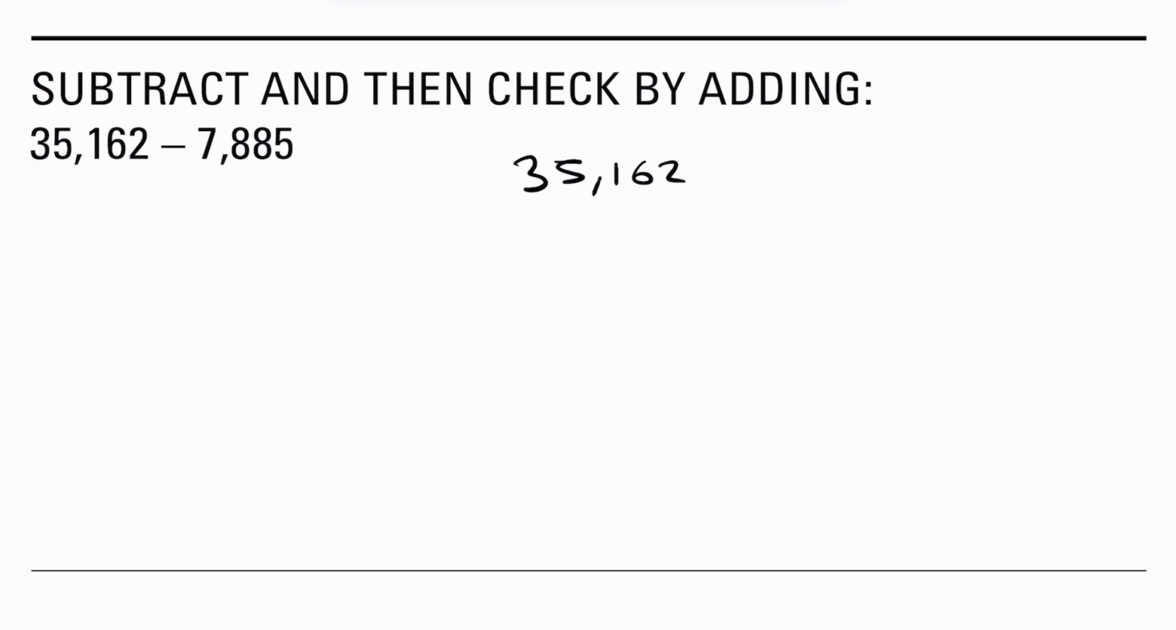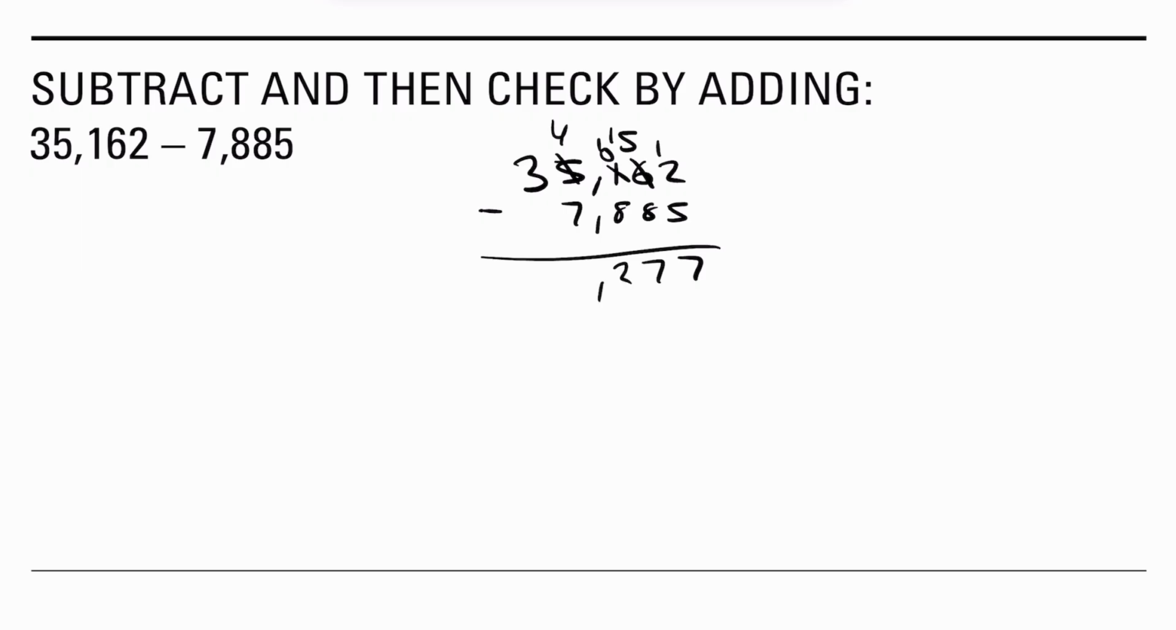So 35,162 minus 7,885. And so same process again, working from right to left, borrowing where needed. And so I know I need to borrow straight away. I can't do 2 minus 5, so that becomes 12 minus 5, which is 7. 5 minus 8, I also need to borrow, which becomes 15 minus 8, which is also 7. 0 minus 8, can't do that again. So then that becomes a 10. 10 minus 8 is 2.